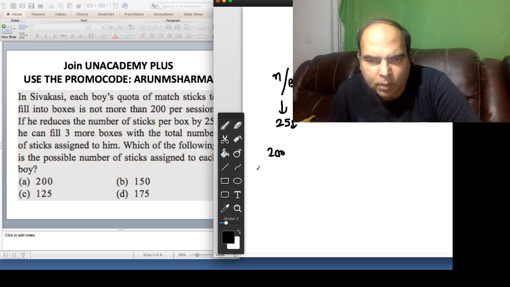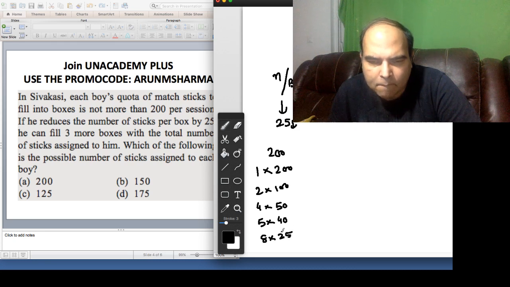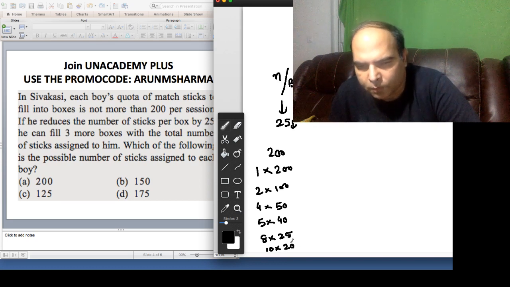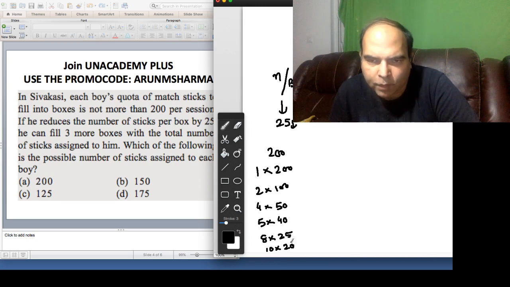You pick up an option like 200 and you write the factor pairs of 200. 1 into 200, 2 into 100, 4 into 50, 5 into 40, 8 into 25, and 10 into 20. That's all. 11, 12, 13 do not divide, and 14 does not divide 200. And if you find the factor pairs of 200, you realize that you need two factor pairs. One pair is xy. Another pair is where one of x or y is dropping by 25 and the other is growing by 3.